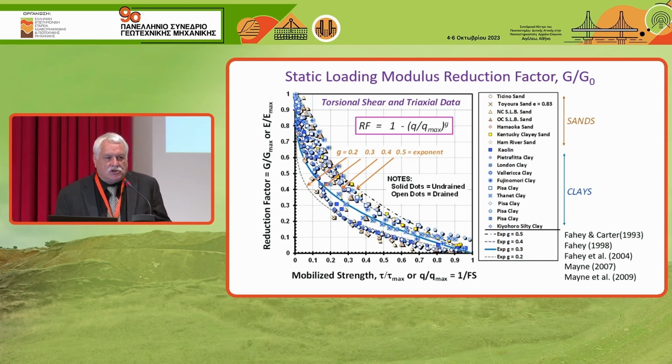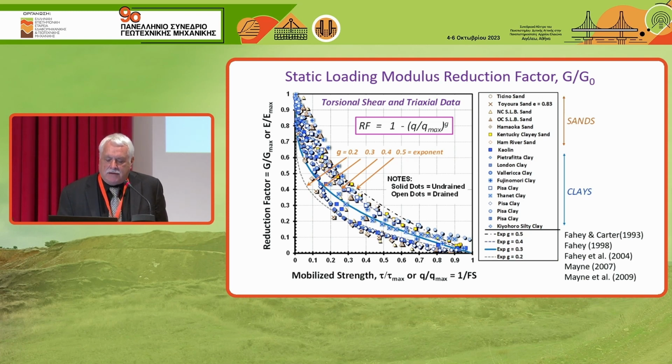So instead of using shear strain, log shear strain actually, we use mobilized strength, tau over tau max. You're just entering the stress strain curve from the y-axis instead of the x-axis. Or Q over Q max, which is essentially 1 over the factor of safety. So on any project, I have to calculate factor of safety anyhow. So I could use that to get my modulus reduction factor.